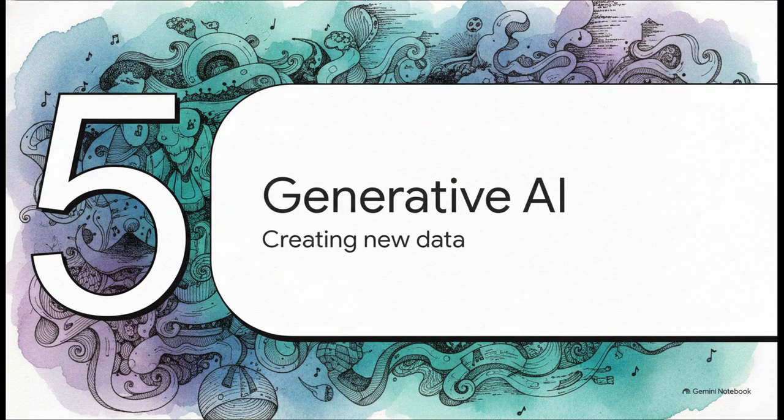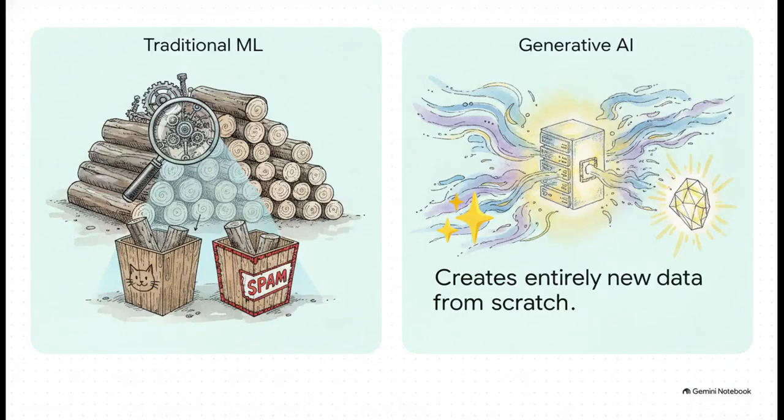Section 5. Generative AI Explained. Shifting from analyzing data to creating it. This is the application layer that is absolutely dominating enterprise conversations right now. The paradigm shift here is massive. Traditional ML is discriminative, meaning it analyzes and classifies your logs or tells you if an email is spam. But generative AI turns that entirely on its head. It creates net new outputs from scratch based on the patterns it's learned.